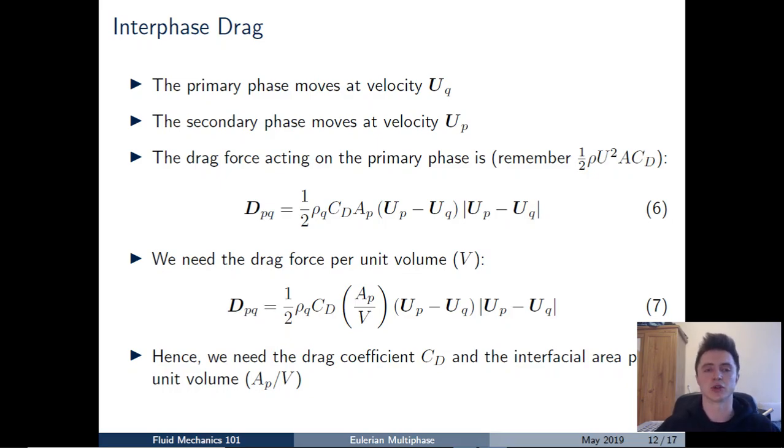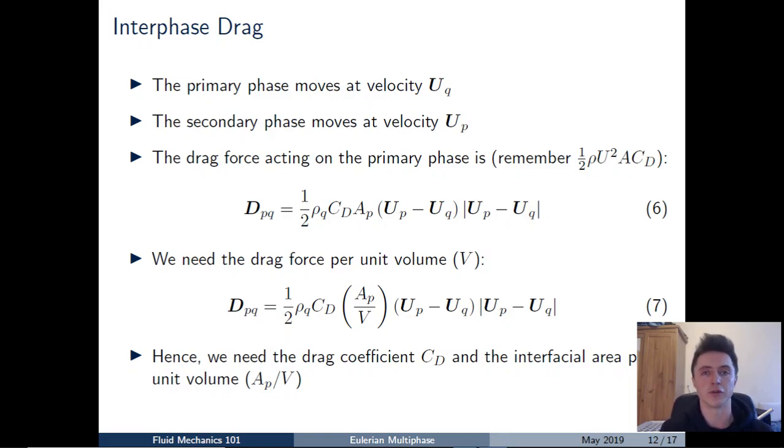So for that cell we saw on the previous slide, what we're going to do is think that we've got a primary phase moving at a velocity u sub q, and then we've got another secondary phase moving at a velocity u sub p. Now, these phases are not moving at the same speed in an Eulerian model, and there's a drag force acting between those phases.